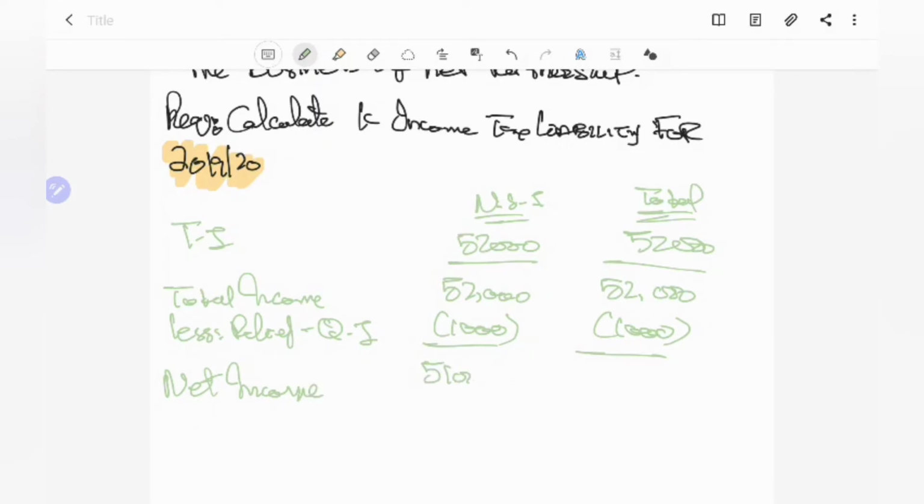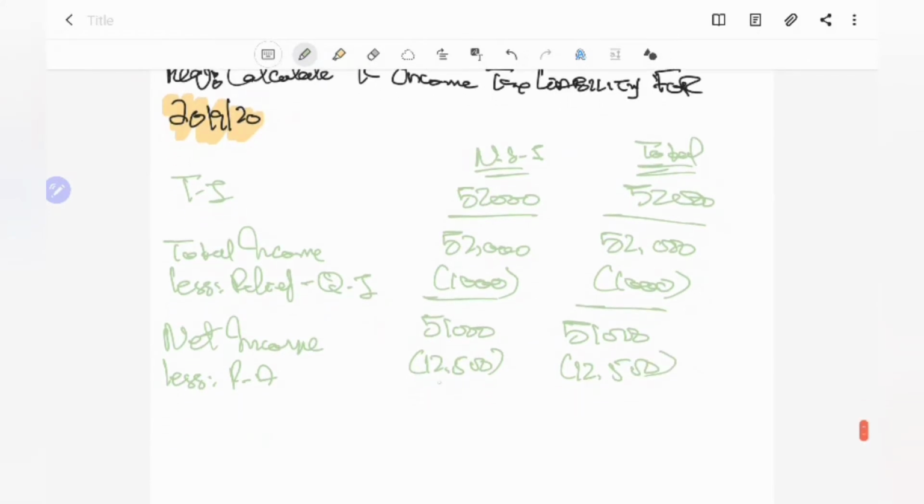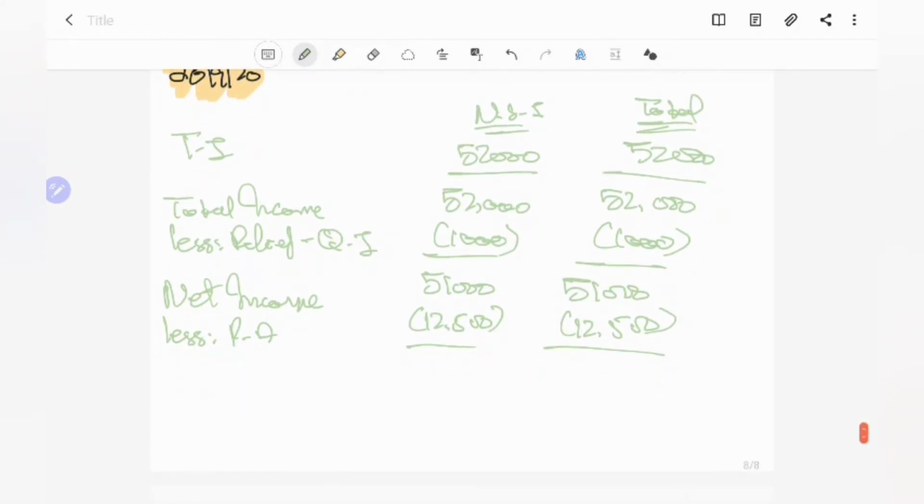51,000, 51,000 less personal allowance 12,500, 12,500, taxable income 38,500, 38,500.